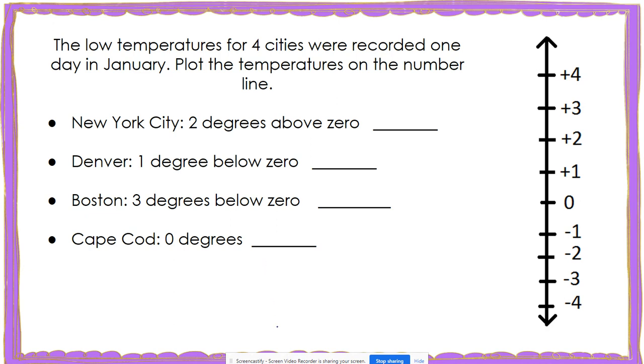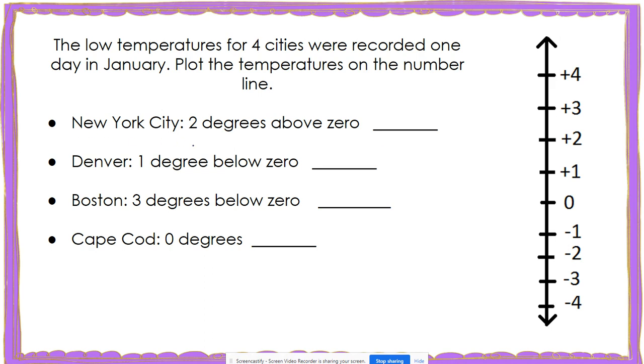The low temperatures for 4 cities were recorded one day in January. We are going to plot these temperatures on the number line. You'll notice that the number line we're using this time is a vertical number line. When we have a vertical number line, we're going to start with 0 in the middle, and then to get to our positive numbers, we are going to move up. To get to our negative numbers, we will move down from 0.